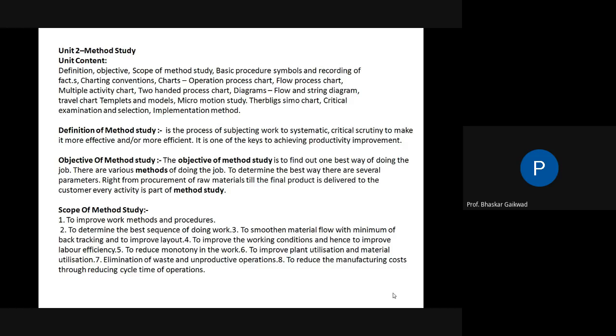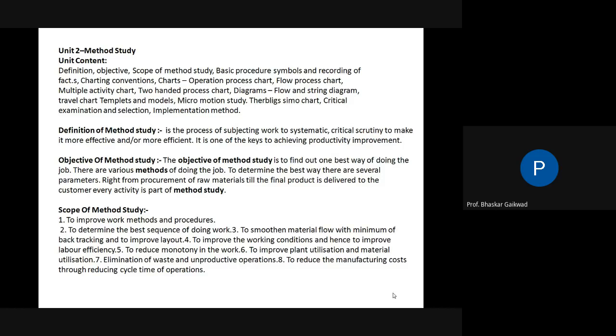There are various methods of doing jobs, to determine the best way along with the related parameters and the raw material, till the final product is delivered to the customers. This is the objective. In industry, as I already told, around 60% of the cost is related to raw materials. So we can think about how to reduce the cost of the raw material and the wastage of raw material. Some materials have similar properties without affecting the function of this particular product, so whether it is feasible to change the raw materials.